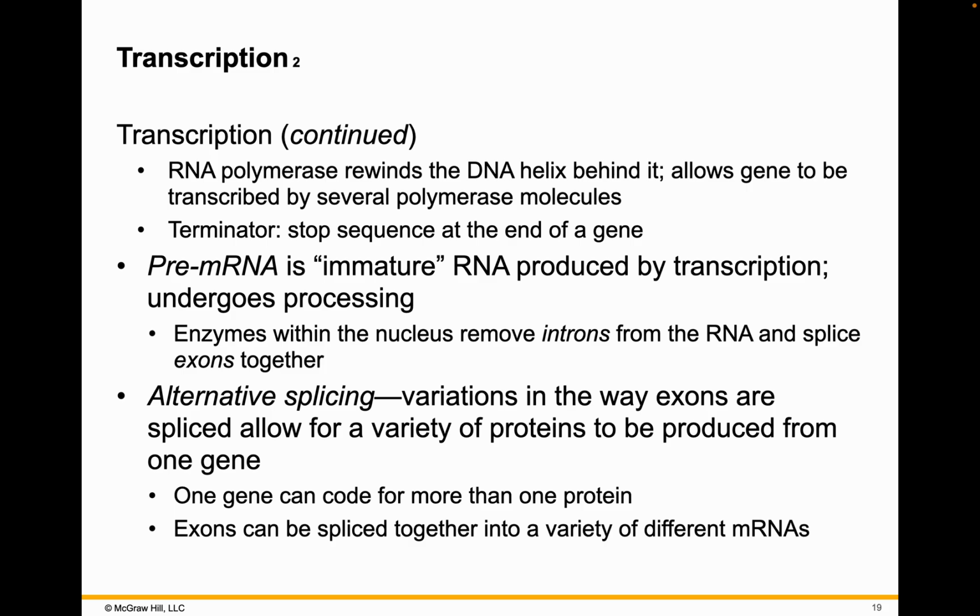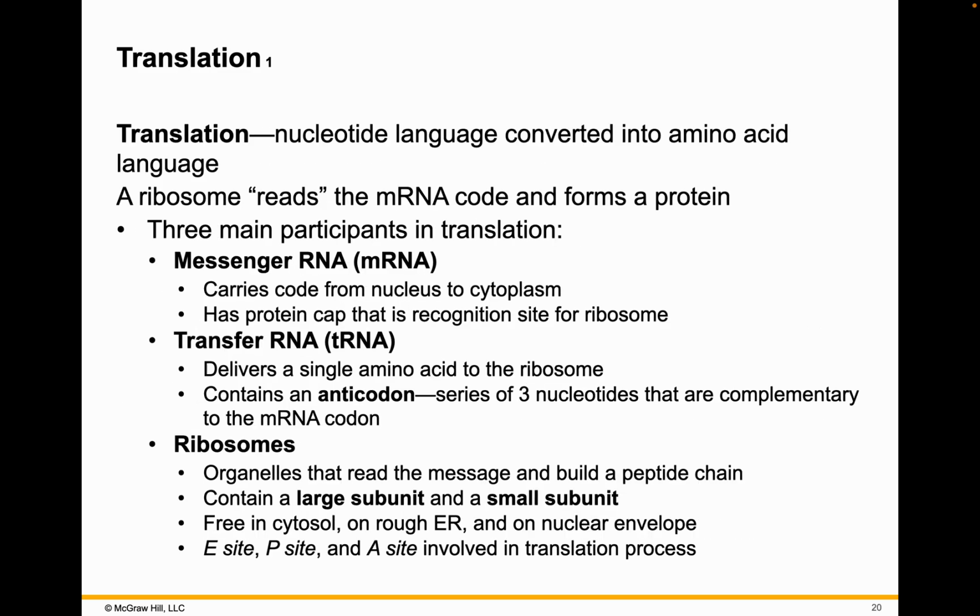One way to get different proteins is to use a process called alternative splicing, in which you don't use the same exons every time. That's how one gene can code for more than one protein. Once you have that mature messenger RNA, it goes to the cytoplasm, and it brings into play the other two types of RNA, transfer RNA and ribosomal RNA. So the ribosome is going to read the messenger RNA code and form a protein.